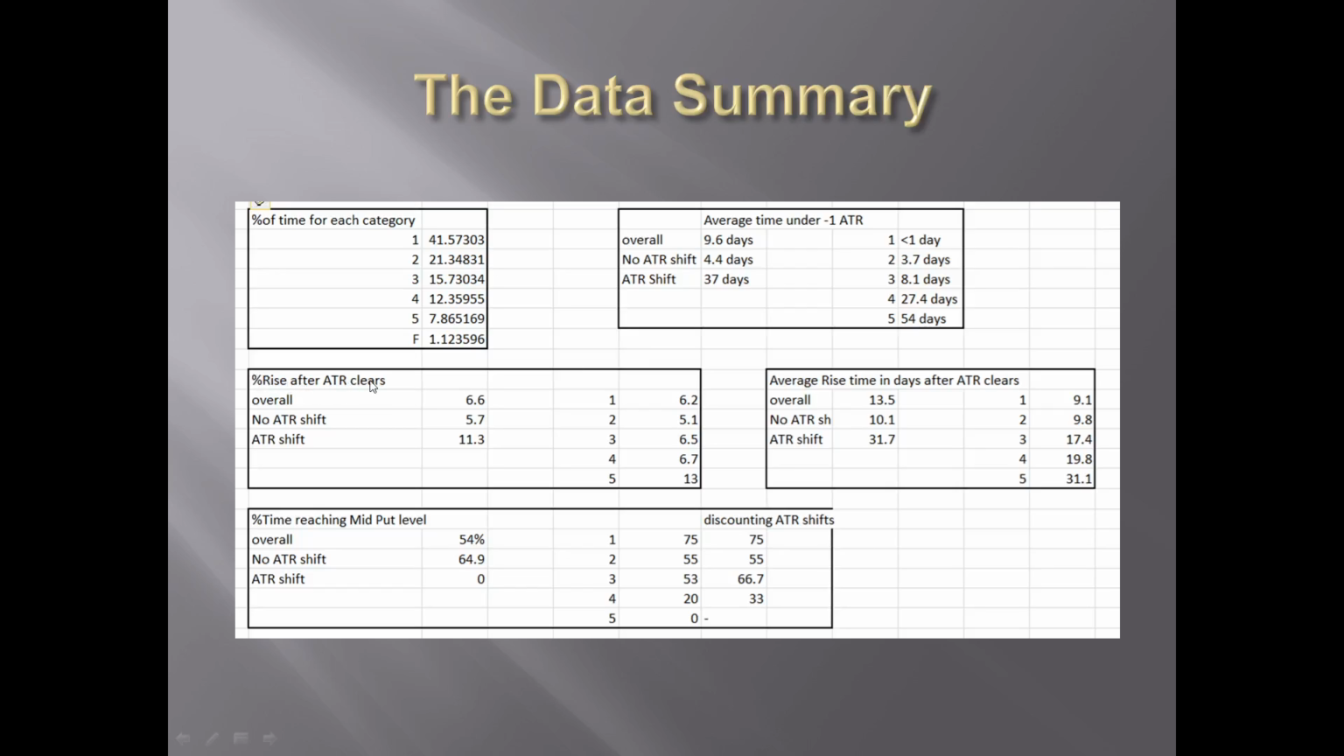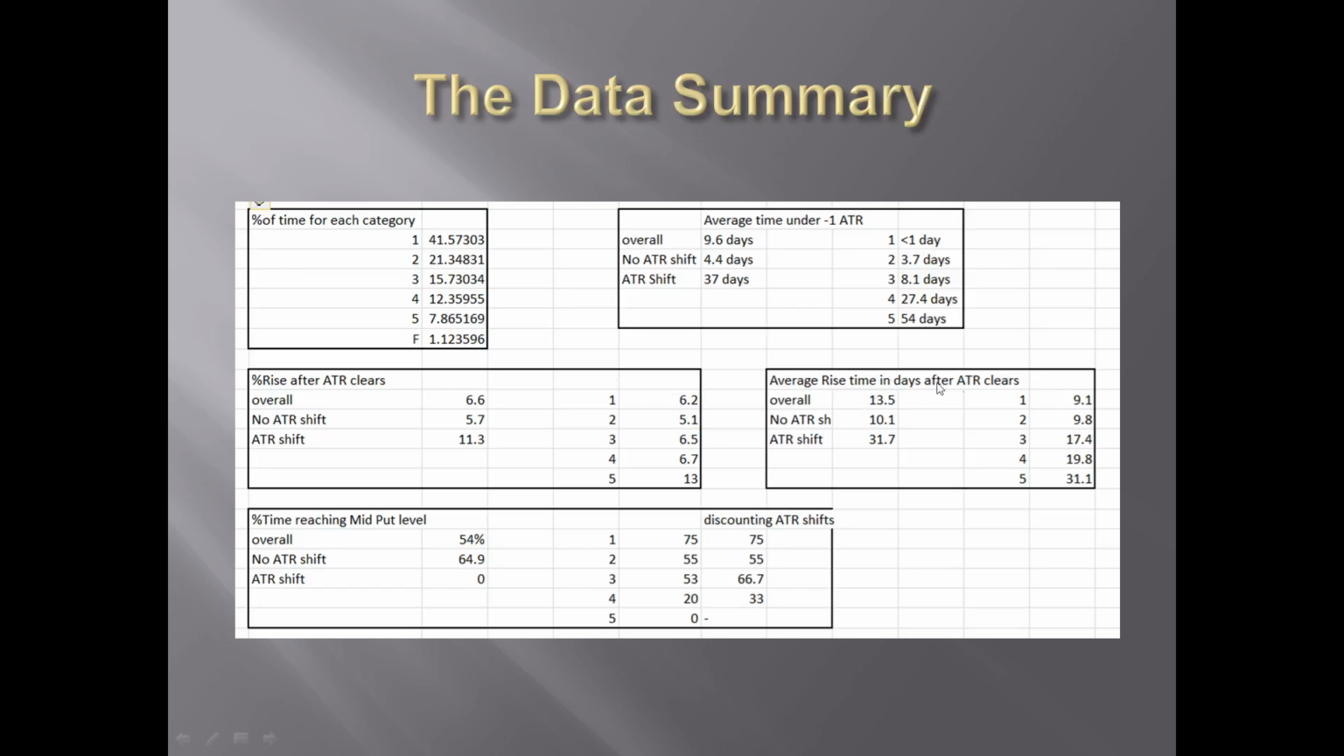So what kind of rise do we get after the ATR? Well, 5s, you get a big one, because this is a long time, but anything else, 5 to 6%, which is still a pretty decent move on the SPX. And then if your ATR shifts, you can see you get about 11%, which is kind of where this 5 came from, because every 5 involved an ATR shift.